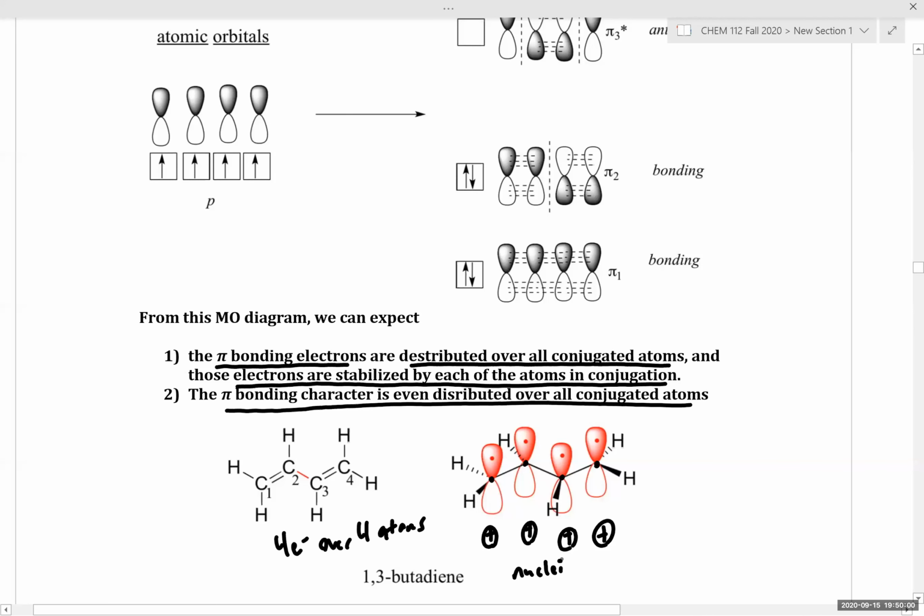Does that make sense to everyone? The more atoms you can distribute your electron density over, the more you can stabilize that electron density. Does that make sense to everyone? Does stabilize mean lowering in energy? Yes, stabilization results in a lower energy system. Okay. Does that make sense?